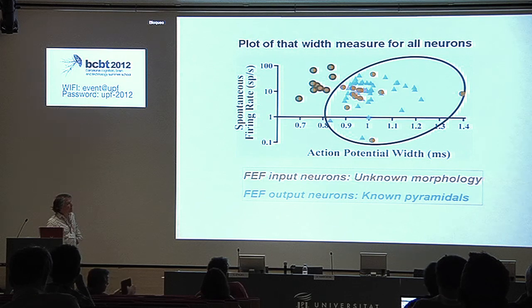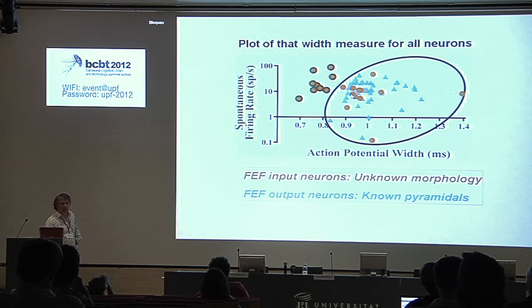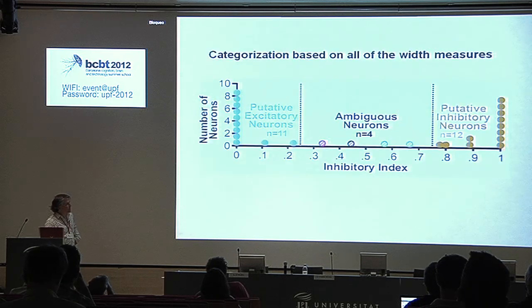So what we did here was to do the same plot for all 9 widths. And for each individual neuron, we took a vote. So this neuron might be inhibitory according to this width. For some other width, it might fall on the excitatory cluster. They kind of jump around depending on which width you choose. And then we take a vote over all of those widths.